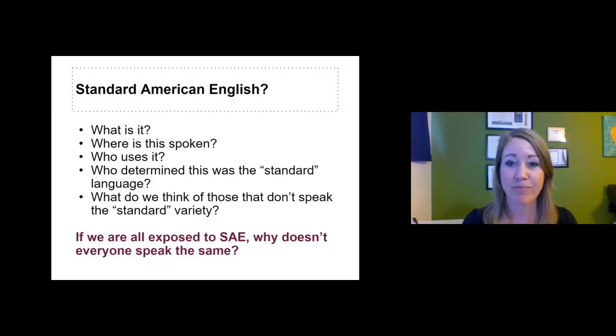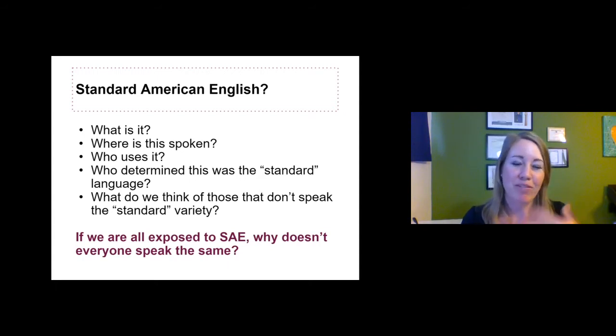communicate with each other. So standard American English, we've talked about it. What is it? Where is it spoken? Who uses it? We know it's a trick question because we know no one naturally knows it. Everyone learns what standard is. And it's a loaded question, right? What is it and where is it spoken?